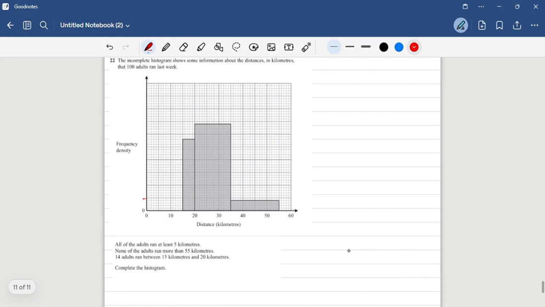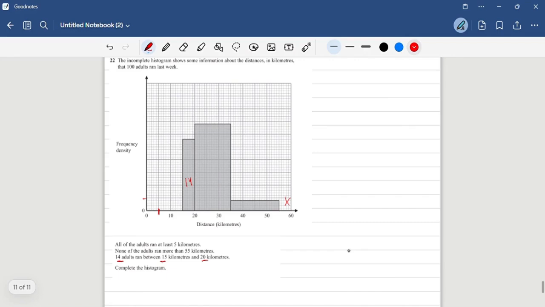He said that all of the others run at least 5 kilometers, okay? At least 5 kilometers. This is the distance. So at least 5 kilometers, so the lowest one is here. By the way, none of the adults run more than 55, so there is nothing here, okay? 14 adults, this is the frequency, which run between 15 and 20. So between 15 and 20, this is all represented by 14.